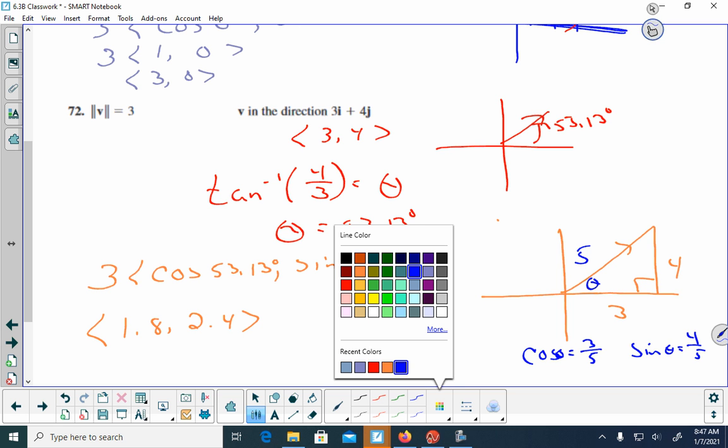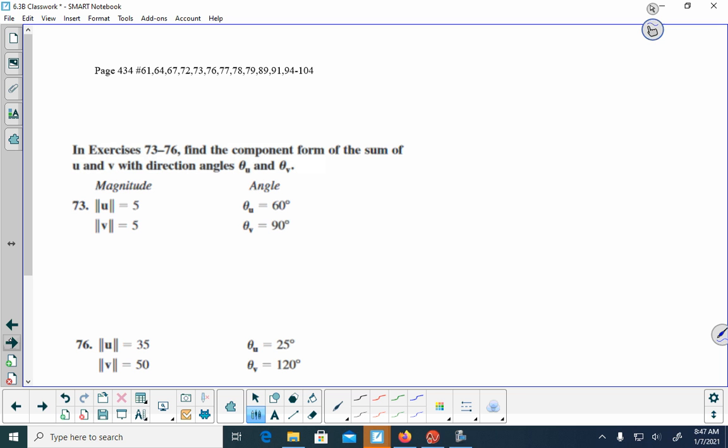Either one's fine. I'm assuming most of you are just going to try to calculate it just to cut the clock. Just wanted to let you know how they got that answer. In 73 and 76, it says find the determinant form of the sum of u and v. So I'm going to find u first, then I'm going to find v, and I'm going to add those two together to get my resultant vector.